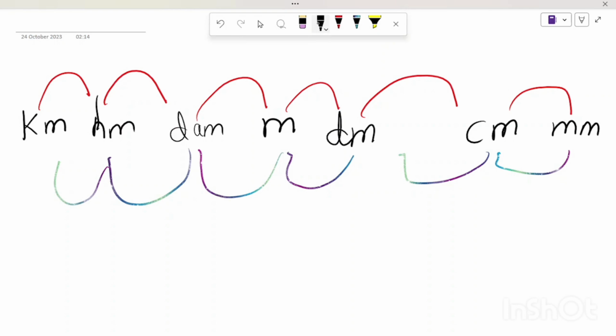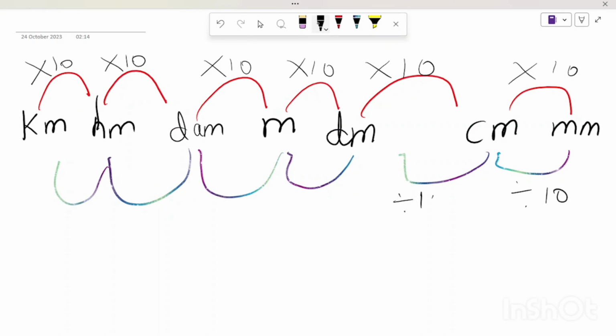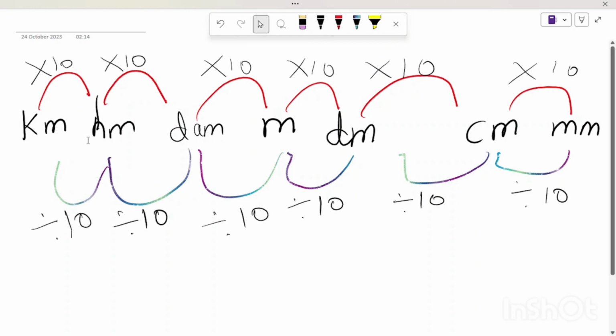That means here we will multiply by 10, here we are going to multiply by 10, here also we are going to multiply by 10, and so on. And when we are jumping the other way, we are going to divide by 10, again divide by 10, and again divide. Here also the same will apply. Each and every jump constitutes 10. When going from the smaller end to the bigger end, we are dividing, and when going from the bigger end to the smaller end, we are multiplying.